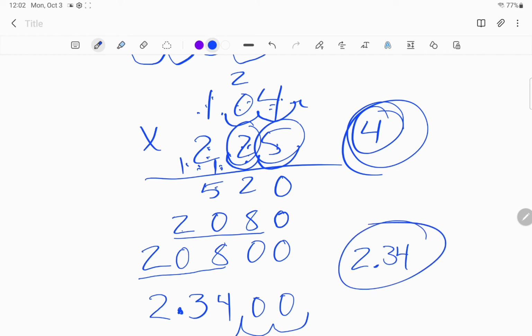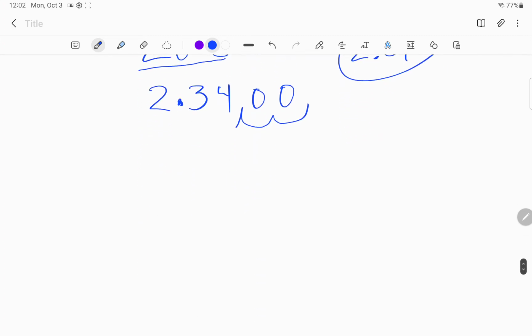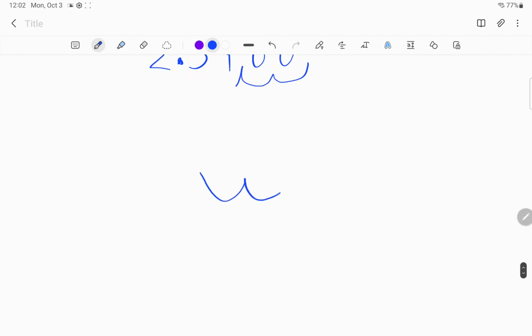Okay, so the biggest takeaway for these multi-digit decimals is count how many times the decimal comes out. And at the end, you got to bring it back.